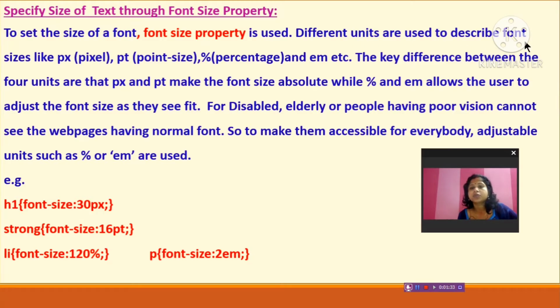Different units are used to describe font size, like px, which stands for pixel, pt, which stands for point size, percentage and em. The key difference between the four units is that px and pt, that means pixel and point size, make the font size absolute, while percentage and em allow the user to adjust the font size as they see fit. Disabled, elderly or people having poor vision cannot see web pages having normal font. So to make them accessible for everybody, adjustable units such as percentage or em are used.